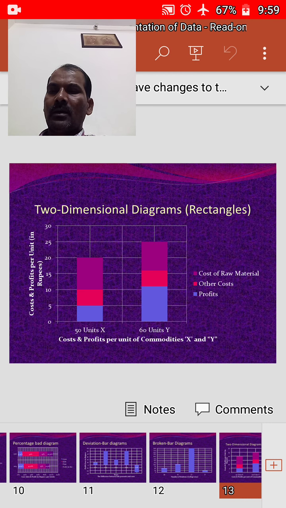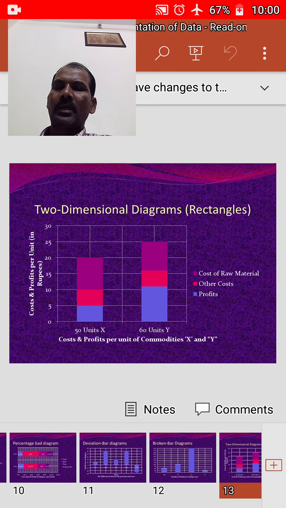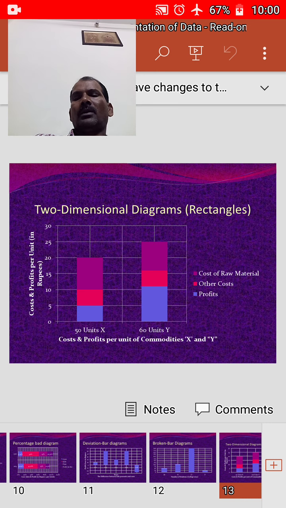In order to draw the rectangular diagram, we consider commodity X, 50 units, and commodity Y, 60 units. Cost of raw material 500. Per unit it will be 10 rupees, as we are considering X as 50 units, hence 500 by 50, we get 10. Other costs 250, 250 by 50, 5. Profit 250 by 50 units, 5.